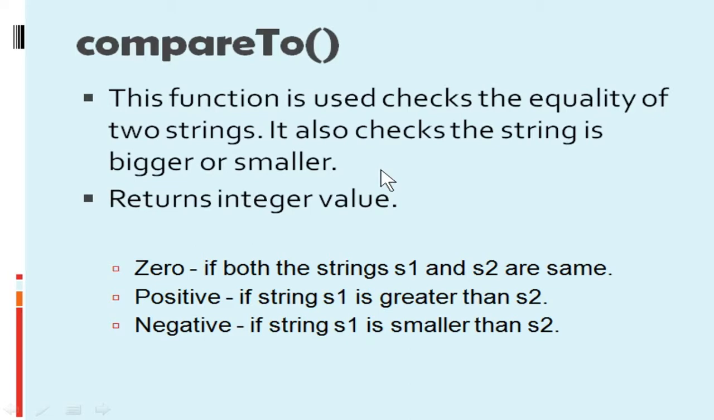Not only does it compare whether the strings are equal, it also shows whether the first word is bigger or smaller than the second word. It returns an integer value. If both strings S1 and S2 are the same, then it returns 0. If the first word, S1, is greater than S2, then it returns a positive value. We will see how it generates a positive value. If the string S1 is smaller than S2, then it returns a negative value.